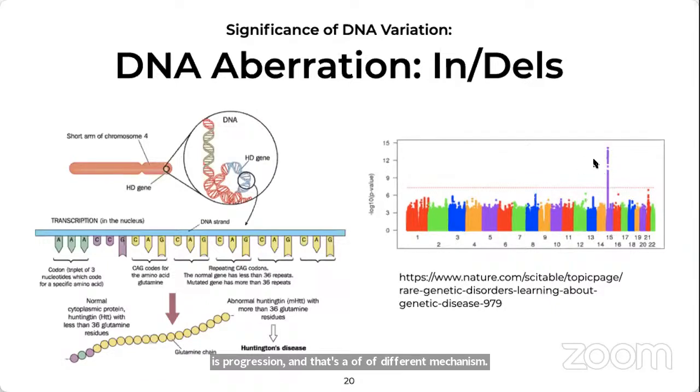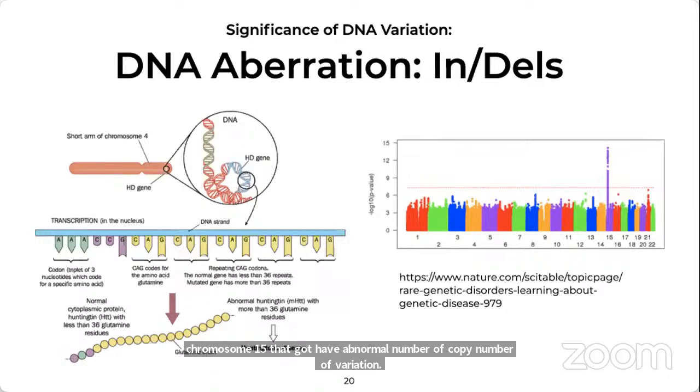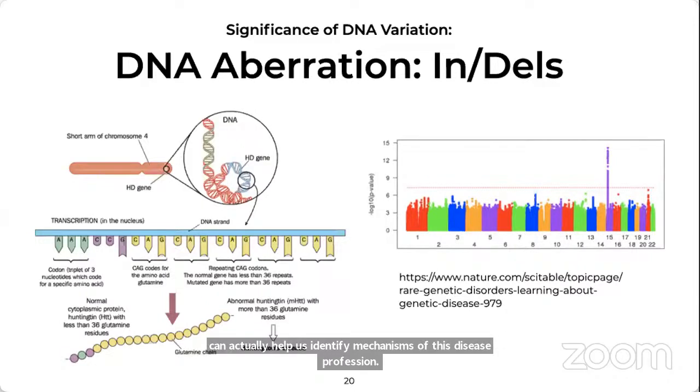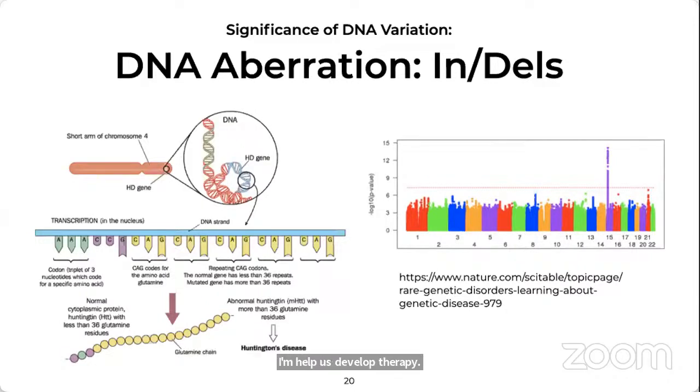And this chromosome 15, for example, this specific gene in chromosome 15 that has an abnormal number of copy number variations can actually help us identify mechanisms of this disease progression and help us develop therapeutic interventions. So now what I was actually trying to say is that chromosome 4 is what is associated with the development of Huntington disease.